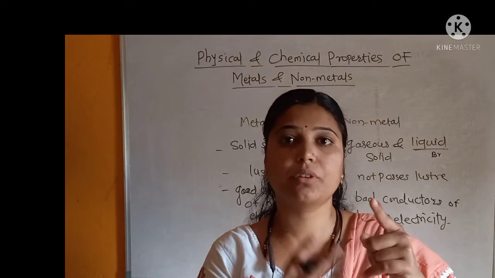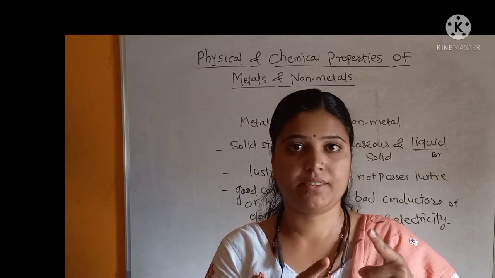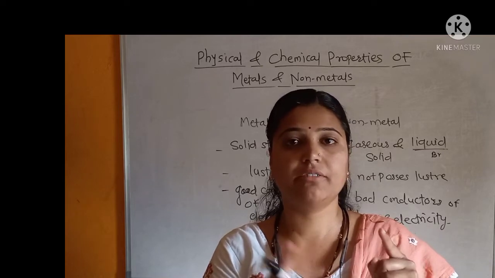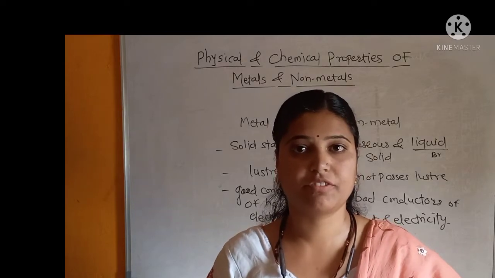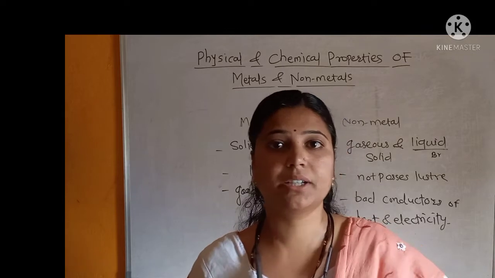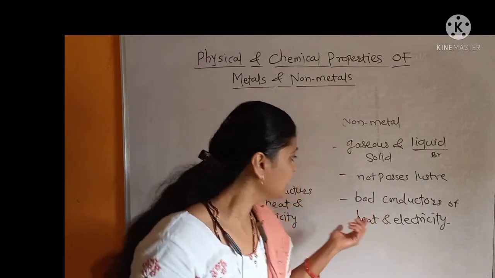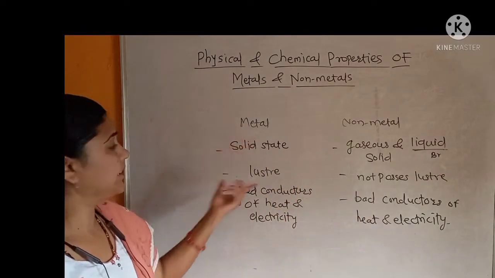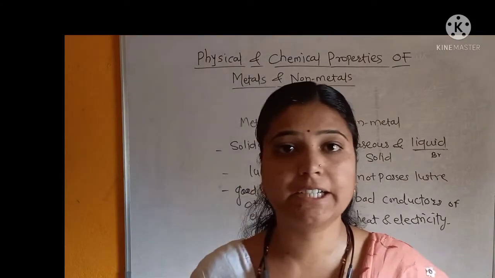We give a coating of plastic on the conducting wire because it is a bad conductor of heat and electricity. But for conducting electricity we use metals, namely copper and aluminium. Metals also have one more property: ductility and malleability are found in metals.